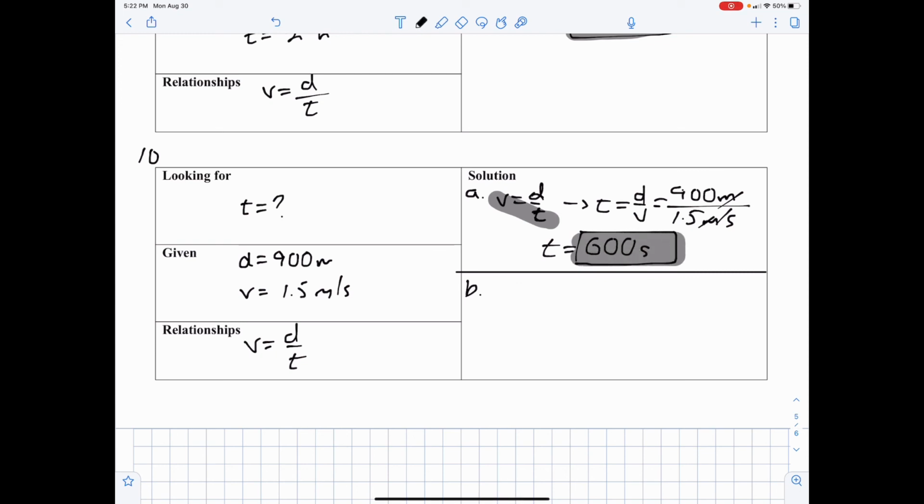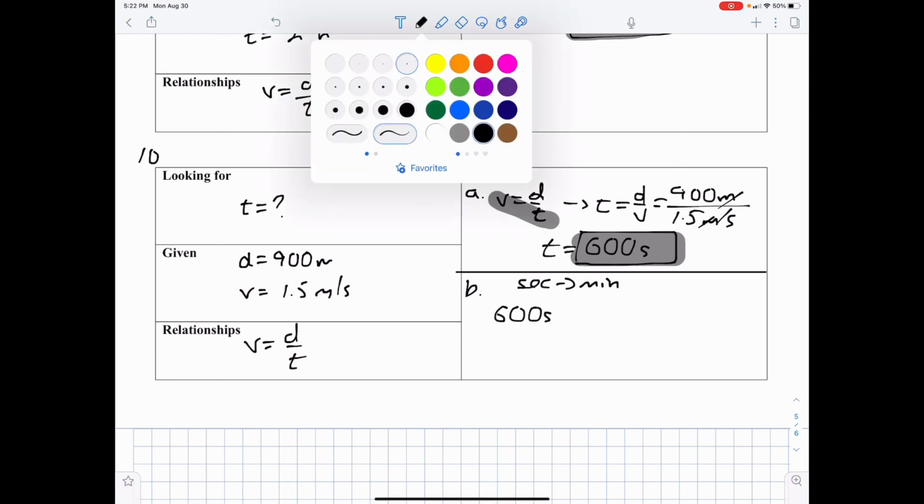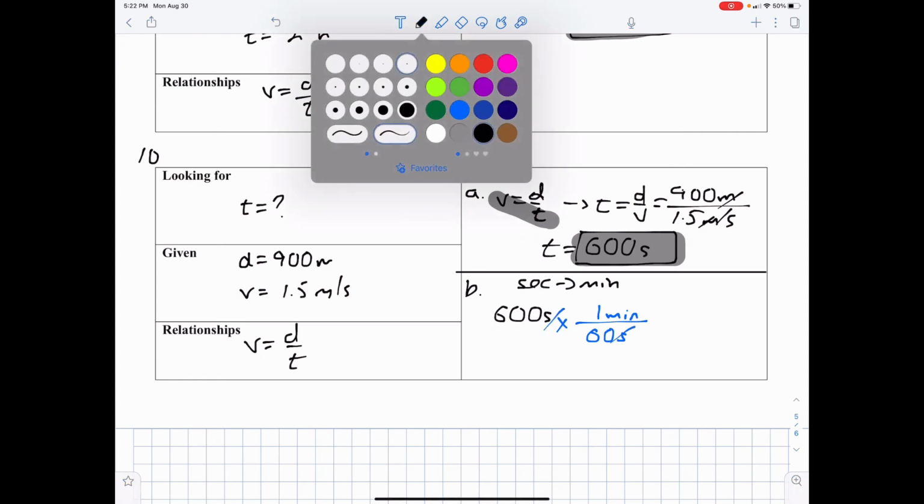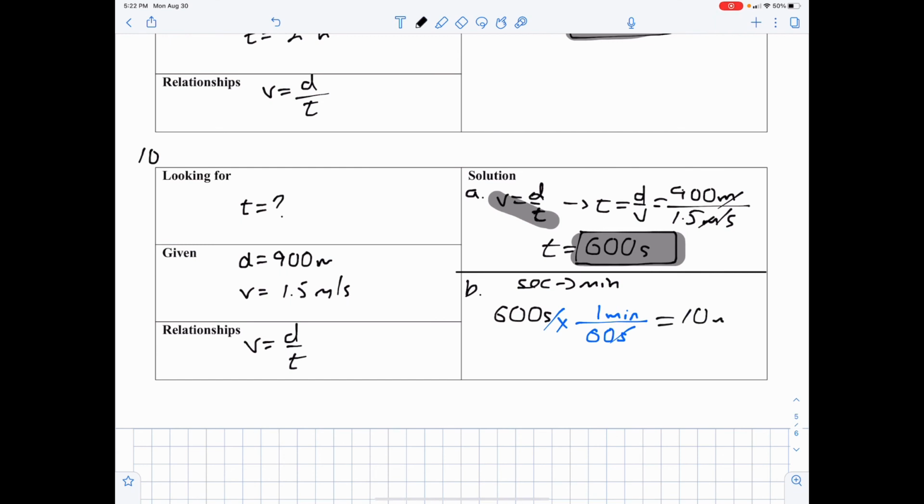And lastly, we need to convert it to minutes. So to convert seconds into minutes, we're going to take our 600 seconds and multiply by the conversion factor that says there is 1 minute in 60 seconds. The seconds are going to cancel. When we divide 600 by 60, we're left with 10, specifically 10 minutes.